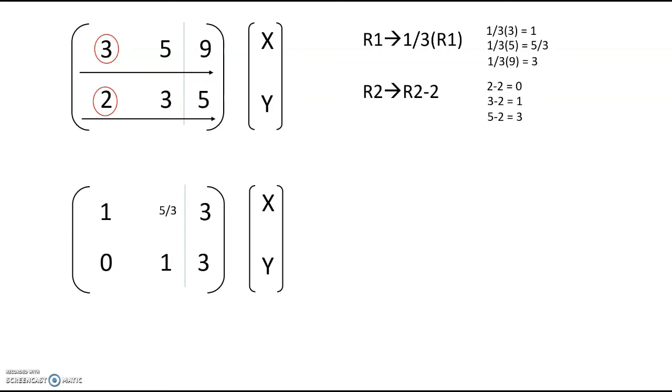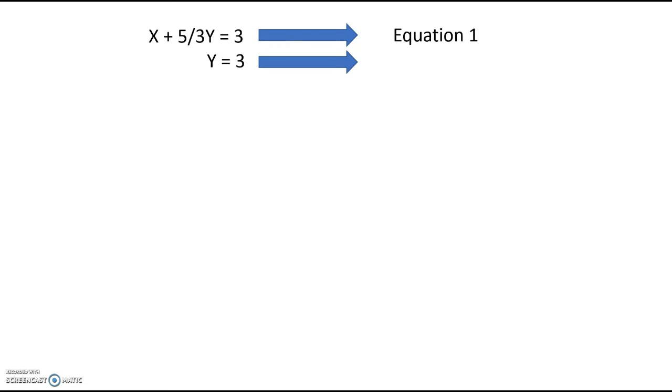So now we achieve our target, which is to make the values on the diagonal into 1 and the values below the diagonal into 0. Now we're going to convert the matrix back into equations. x plus 5 over 3 y equals 3, y equals 3. So here, x plus 5 over 3 y equals 3 will be equation 1. And y equals 3 is going to be equation 2.